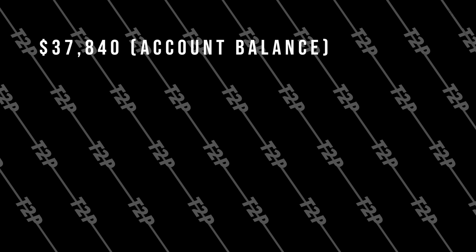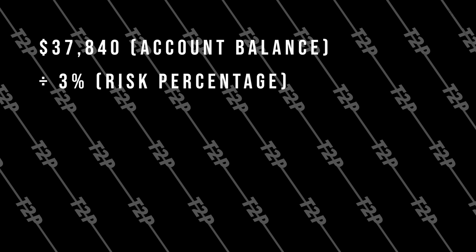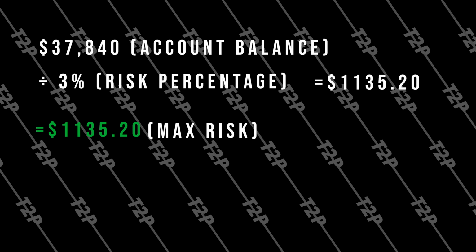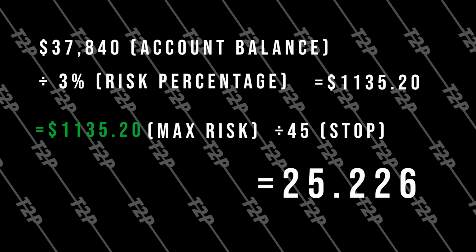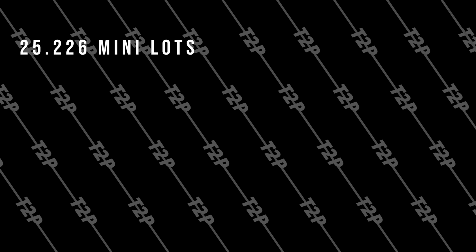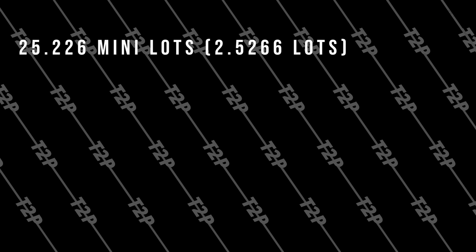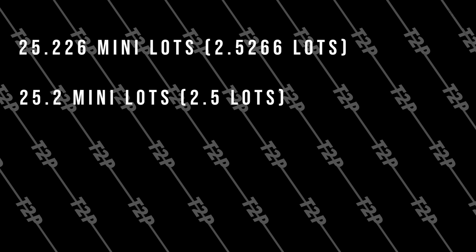37,840 is our account balance, multiplied by 3%, which is our risk percentage, equals $1,135.20. $1,135.20 is our maximum risk, divided by 45, which is our stop, equals 25.226. Therefore, my position size would be 25.226 mini lots, which is 2.5226 lots, or rounded down to 25.2 mini lots, or 2.52 lots, which is basically 2.5 standard lots. Now let's do the maths in reverse if we want to double check our position size.